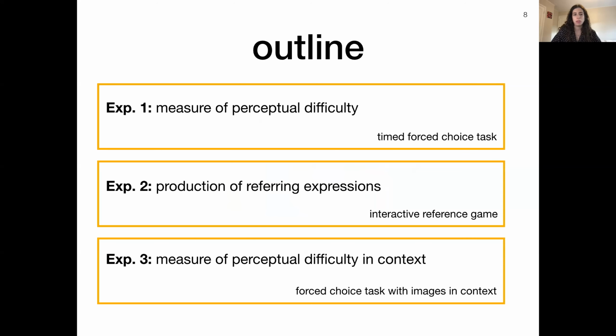So we ran 3 experiments. In the first one, we normed the perceptual difficulty associated with establishing whether an object exhibits a color or material, and we selected objects with the highest and lowest perceptual difficulty to test in the second experiment. In the second experiment, we tested in an interactive reference game whether adjectives that denote more perceptually difficult properties are indeed less frequently produced redundantly. And then finally, in experiment 3, we investigate the role of perceptual difficulty beyond property type, and we replicate the perceptual difficulty measures from the first experiment.